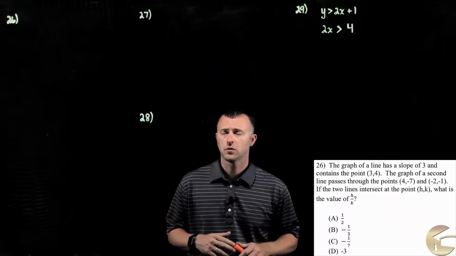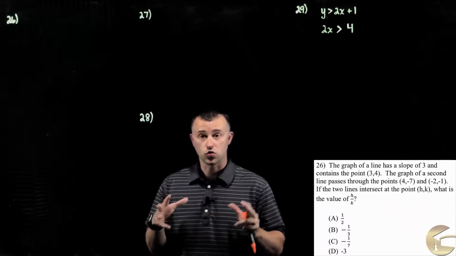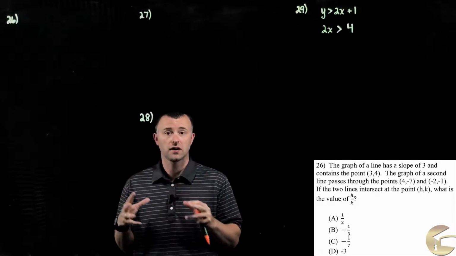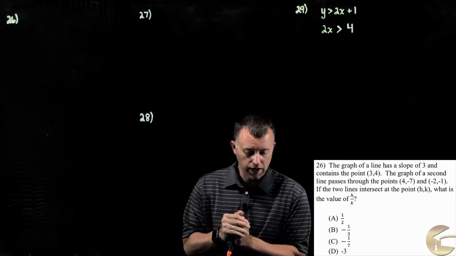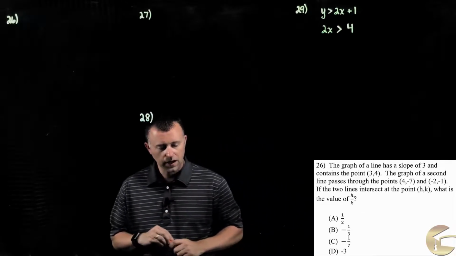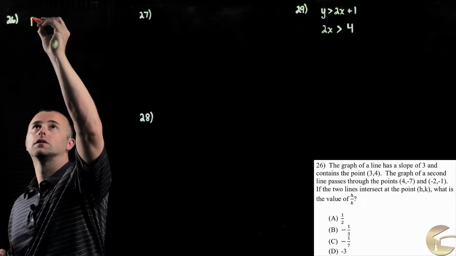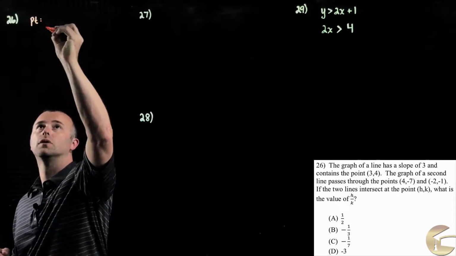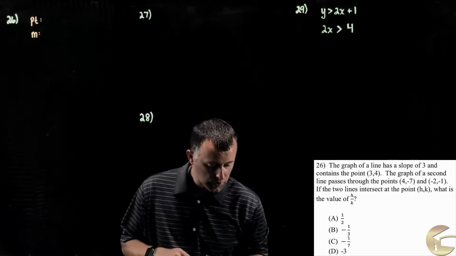So next up, we have 26. This one is kind of long here. There's a lot going on, which makes it a great problem because we deal with a lot of different concepts in the same question. But this one says the graph of a line has a slope of 3. It contains the point 3, 4. So this was giving us a point and a slope. So that would mean we can probably use a point-slope form type of equation.